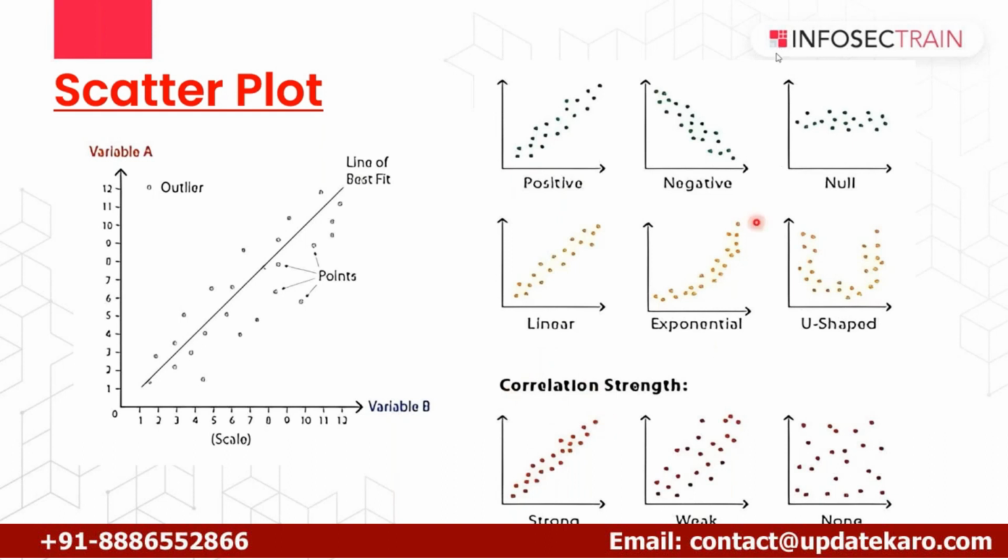Then what about the next? Here you can see that again these data points are going in an upward direction, but they are very much scattered. So we can say that yes, there is a positive correlation because the data is going upward, but there is some scatter present. That's why this data shows a weak positive correlation.